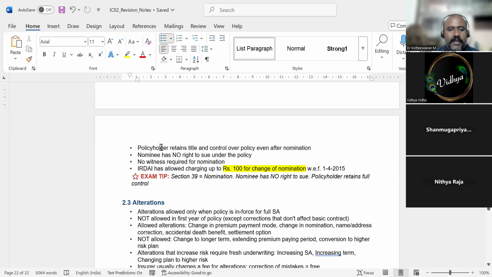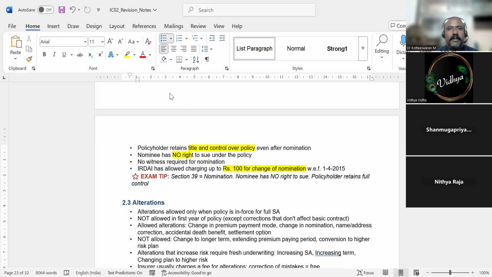The policyholder retains title and control over the policy even after the nomination. For example, if I nominate my wife as the nominee, she does not become the policy owner. I am still the policy owner. I am just giving the nomination for who has to receive the benefit after my death. That is the power a nominee has. The nominee has no other rights on the insurance policy. If I am dead, only then does the nominee have power. If I am still alive, the nominee has no power.